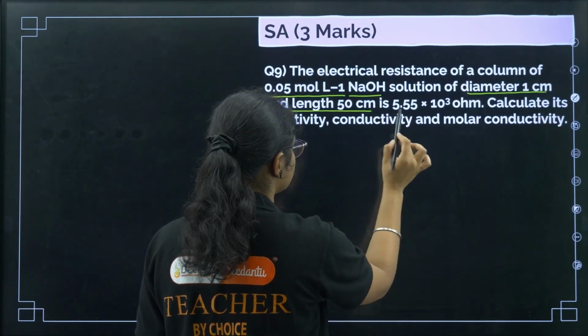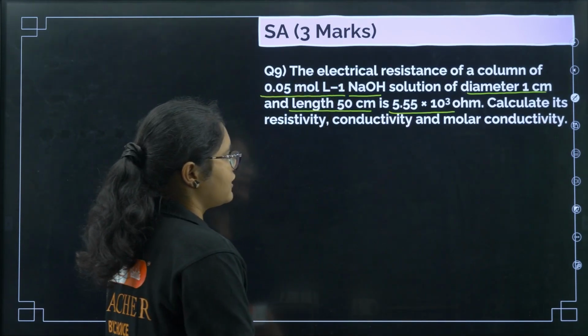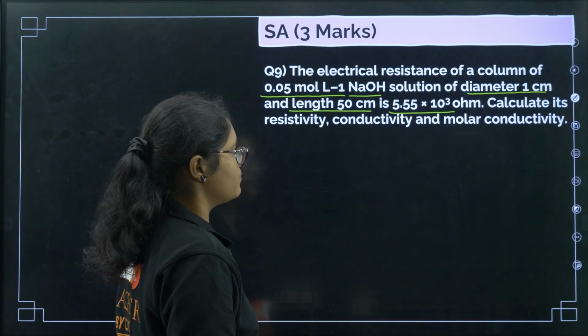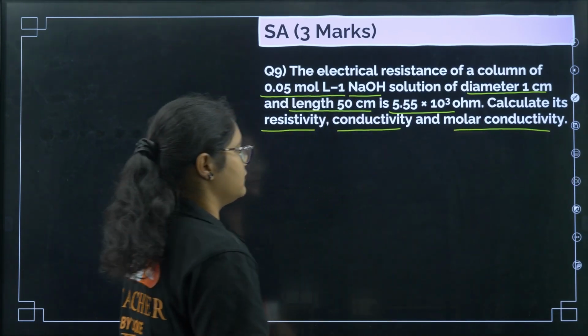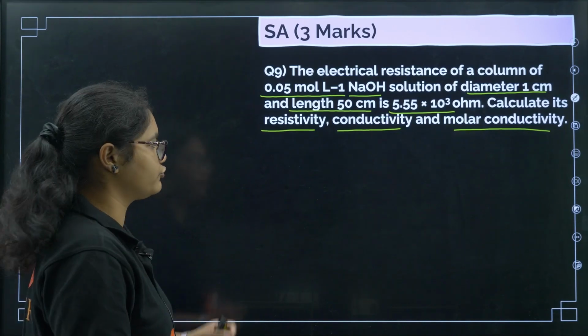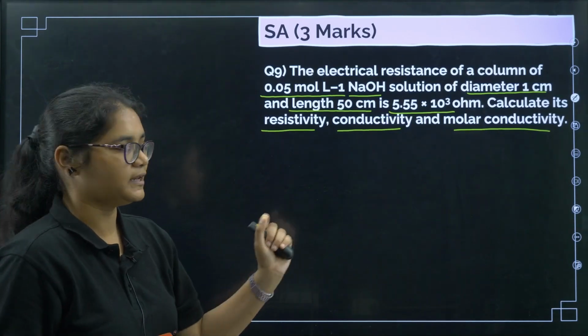Next question. The electrical resistance of a column of 0.05 mole per liter NaOH solution, of diameter 1 centimeter and length 50 centimeter, is 5.55 into 10 to the power of 3 ohm. Calculate its resistivity, conductivity and molar conductivity. You should know all these formulas very well.